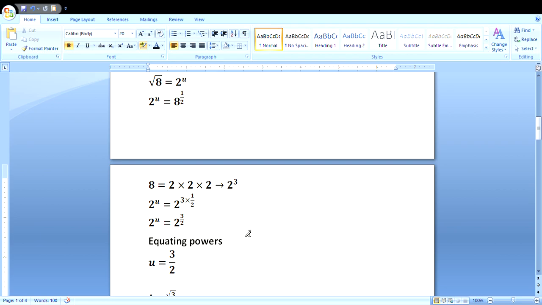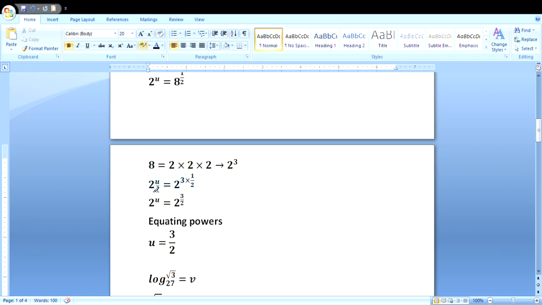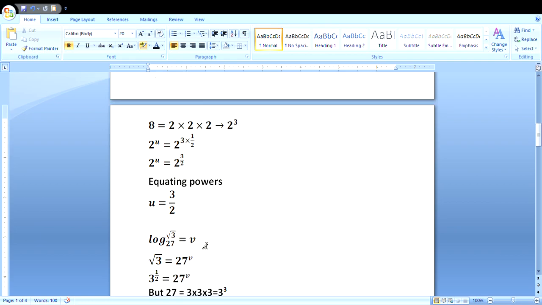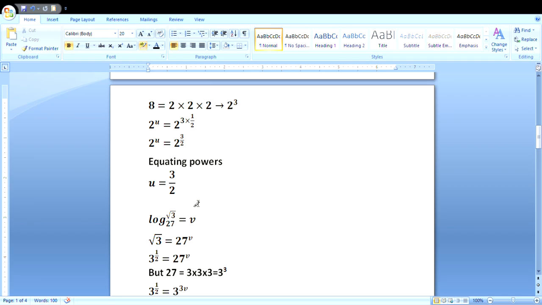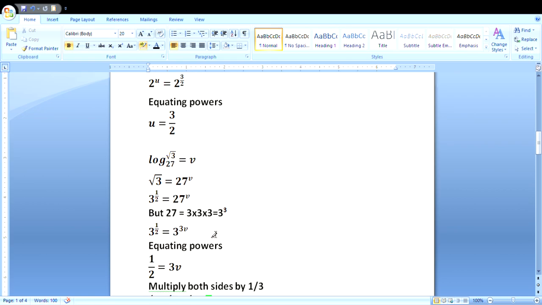Then to obtain the value of u, we equate powers. So we just look at the power. u is equal to 3 over 2. Okay, u is 3 over 2. Similarly, we said that let log root 3 to base 27 is equal to v. It means that root 3 is equal to 27 raised to the power of v.